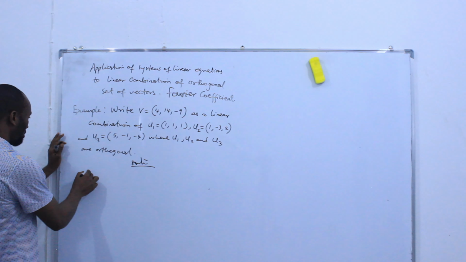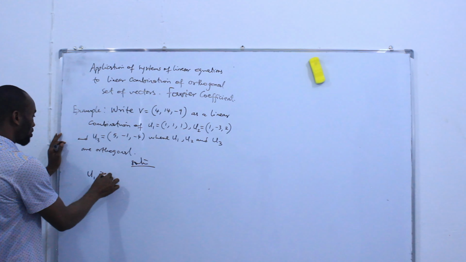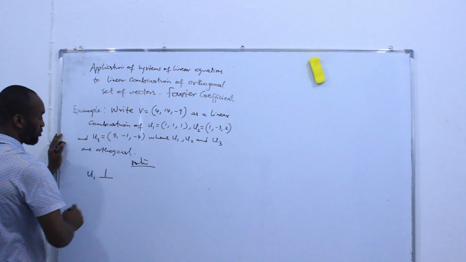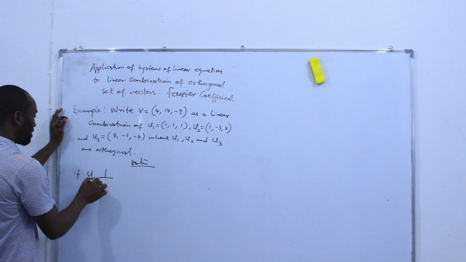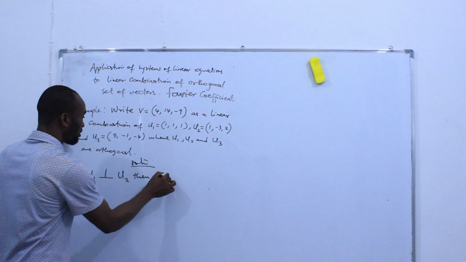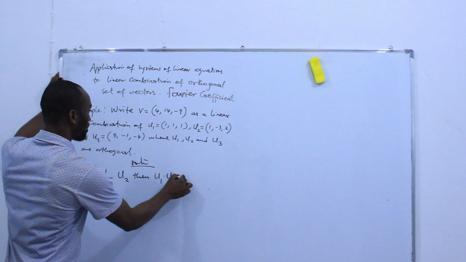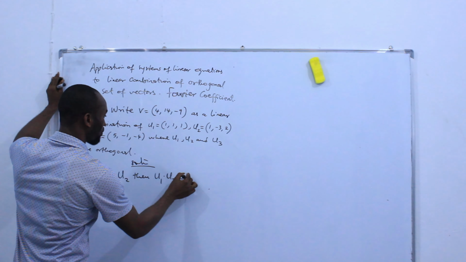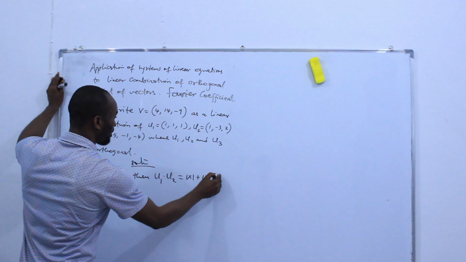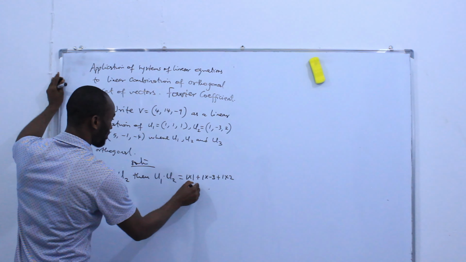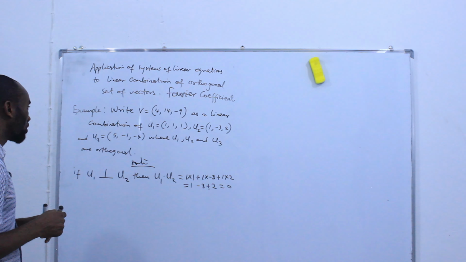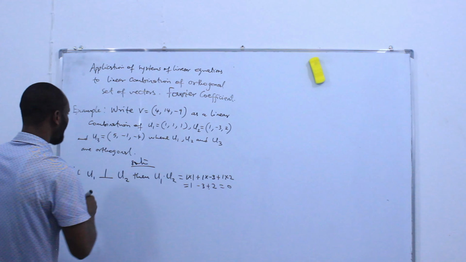if u1 is orthogonal. I shall use this symbol for orthogonal. If u1 is orthogonal to u2, then the dot product of u1 and u2 will give us 1 times 1 plus 1 times minus 3 plus 1 times 2, which is 1 minus 3 plus 2, and that is 0. So their dot product will give us 0.